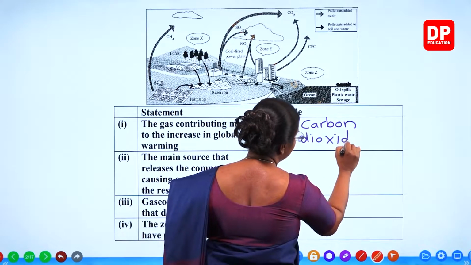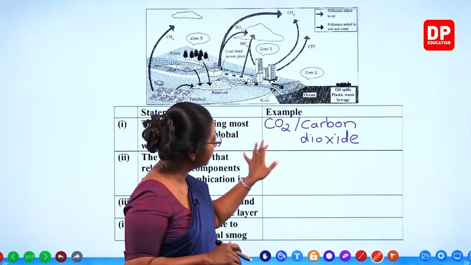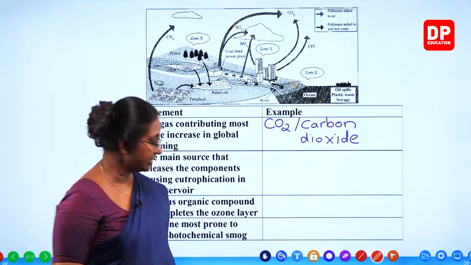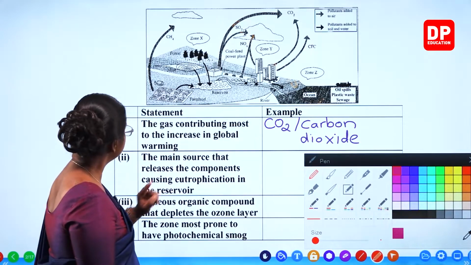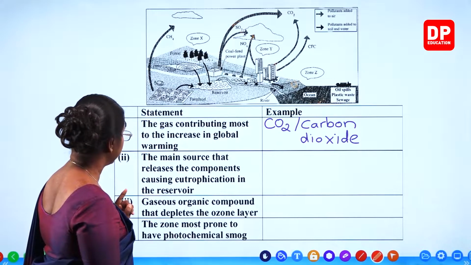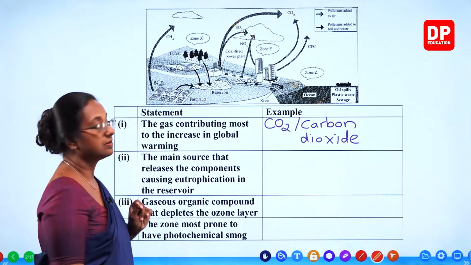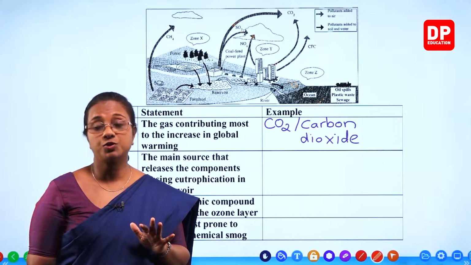So like I normally do, students, I am writing all the possible answers. You all can either give the chemical formula or you can write it in words. Either way is fine. Then the second one. The main source that releases the components causing eutrophication in the reservoir. Eutrophication is caused by nitrates and phosphates.